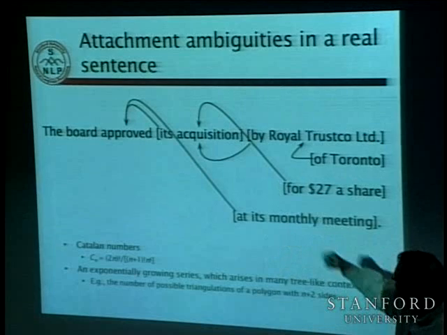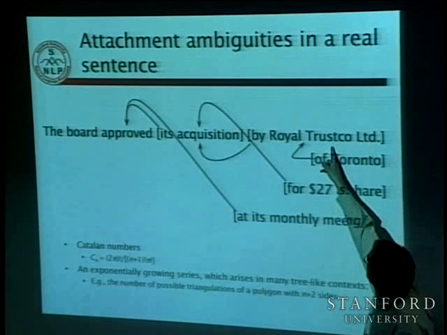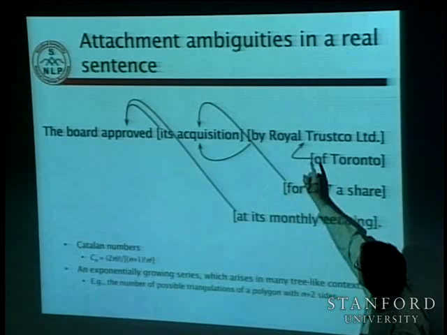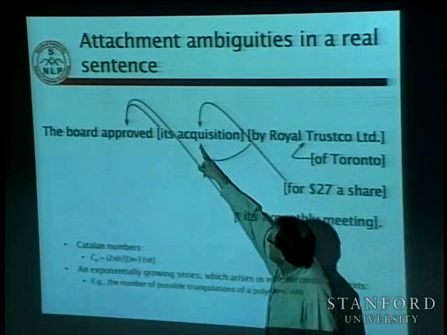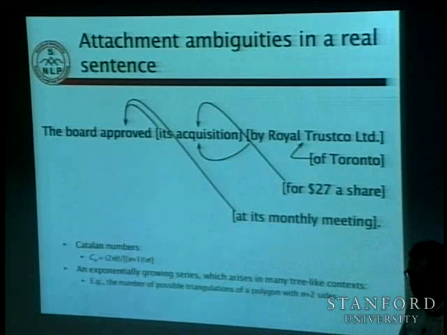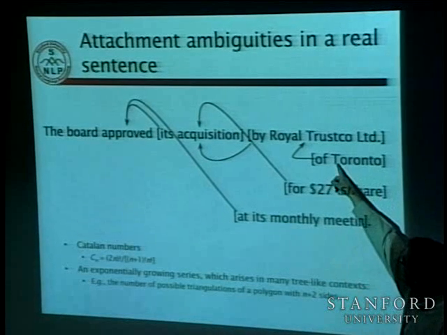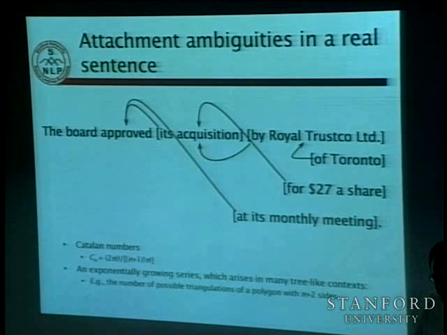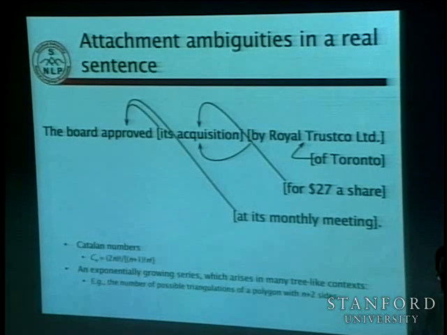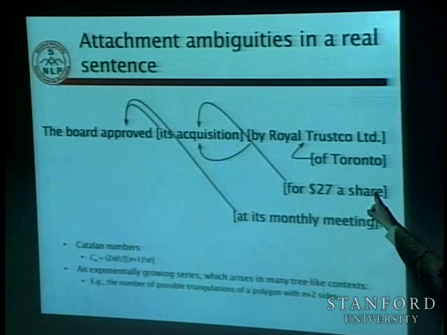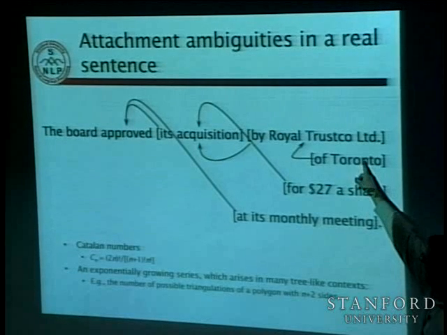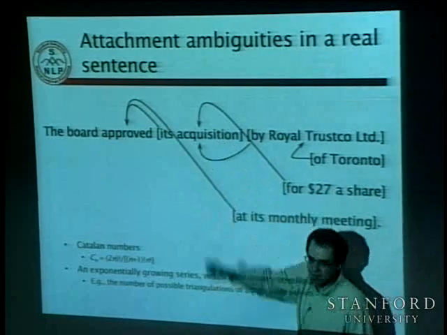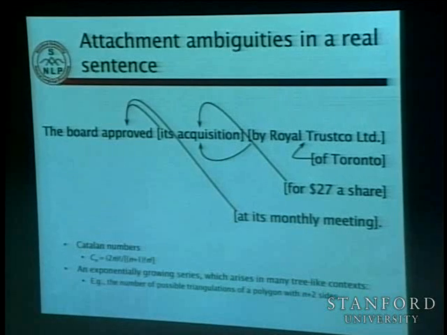Okay, so the board approved its acquisition. So by Royal Trust Co. Limited, theoretically couldn't modify either the verb or the noun. It modifies the nearby noun, so it goes with Kimball. Right? Of Toronto then modifies the noun phrase inside the prepositional phrase. That also goes with Kimball, modifies the nearest thing. But then for $27 a share doesn't modify this noun phrase, doesn't modify this noun phrase, but modifies this noun phrase. So that's a long distance attachment.